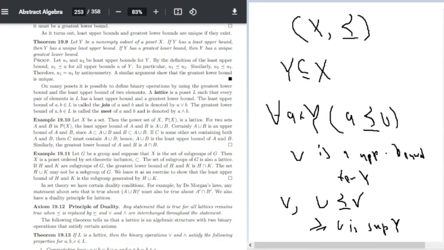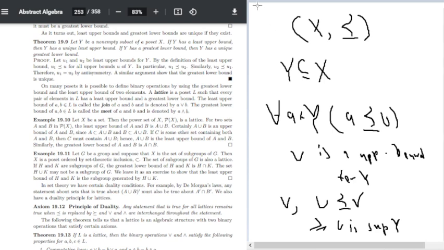Now, on many posets, it is possible to define binary operations by using the greatest lower bound and the least upper bound of two elements. A lattice is a poset L such that every pair of elements in L has a least upper bound and a greatest lower bound. The least upper bound of a and b is called the join of a and b, and is denoted a wedge b, and the greatest lower bound of a and b in L is called the meet of a and b, and is denoted a intersected with b.